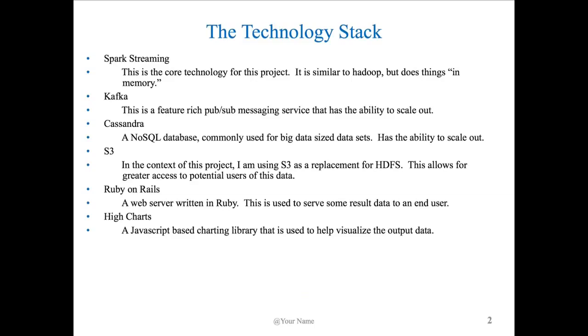Cassandra is a NoSQL database. Again, it provides the ability to scale out to large amounts of data. Amazon S3, in the context of this project, I'm using S3 much like you would use HDFS when using Hadoop for the file system. Rails, I picked Rails as a web server, not because it's the only web server that could do this, it's just one that I've used before. And HighCharts is a fairly well-established JavaScript library. It has a lot of built-in graphs and charts, and was a pretty good fit for this project.